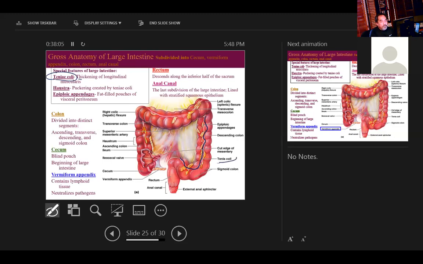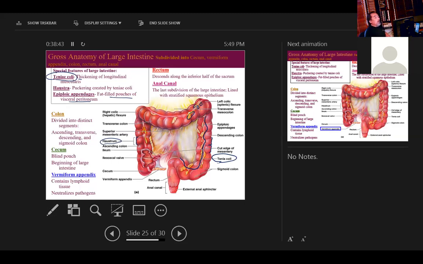Right here. And the other one is called the haustra. Because of the tinea coli, it puckers the tube into smaller divisions, and that is going to be called your haustrum. And then last is going to be the epiploic appendages. These are fat-filled pouches you see here attached. They are fat-filled pouches of visceral peritoneum, so it's actually visceral peritoneum with a lot of fat.